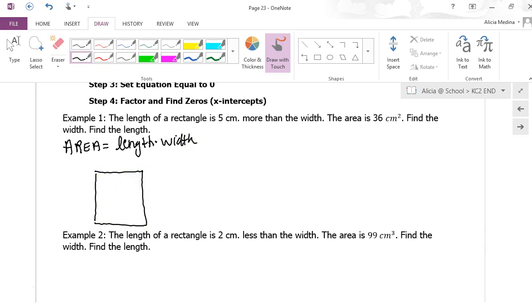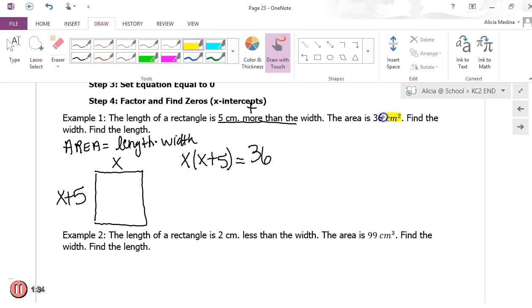And it tells me that the length of the rectangle is 5 centimeters more than the width, right? More than means addition. We don't know what the width is, so I'm going to let the width be some variable x. And I'm going to say the length is 5 more than that. 5 more than x would be x plus 5, right? So now all I have to do is substitute in what everything is in my equation. So my length and my width, I have x times that x plus 5 equals the area, right, which was 36 centimeters squared.